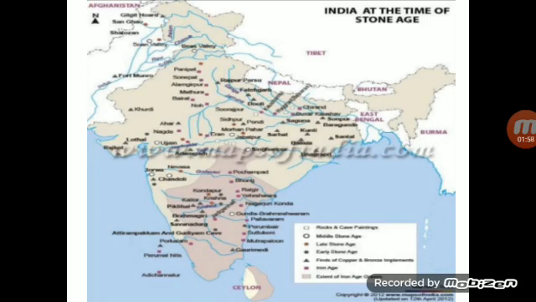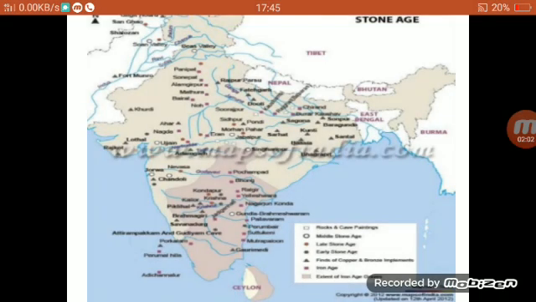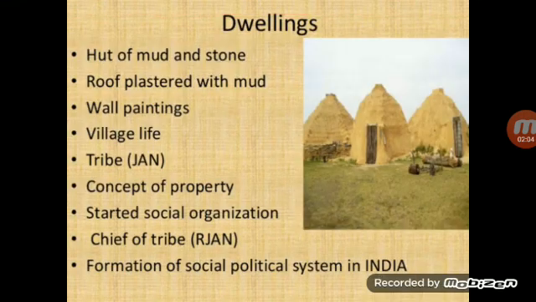This map shows where the prehistoric people settled in India. Dwellings, huts of mud and stone, roofs plastered with mud, wall paintings were made beautifully. Village life, the concept of property was adopted.